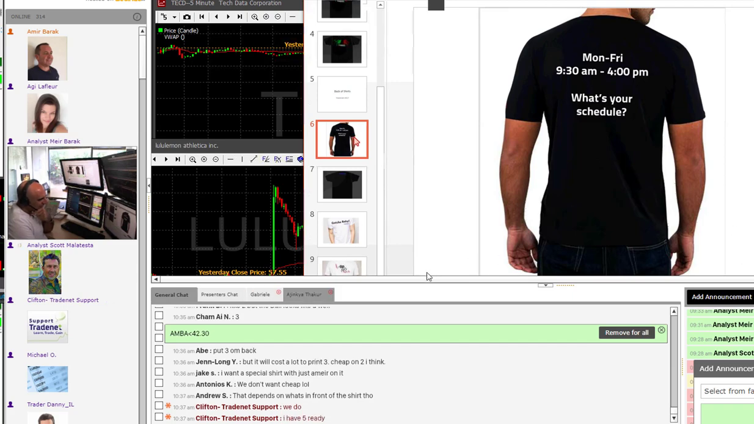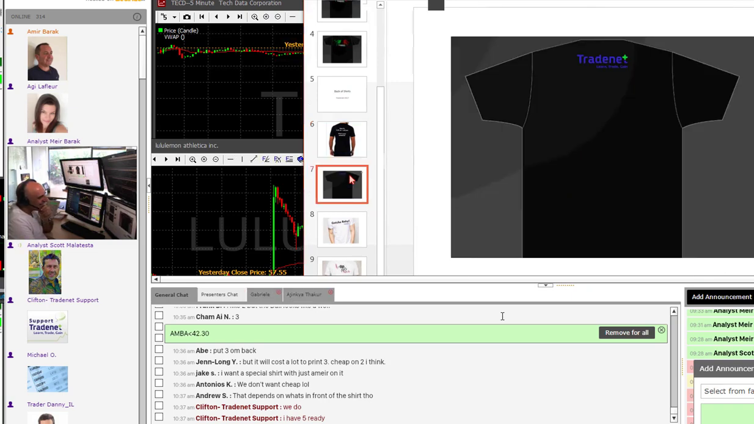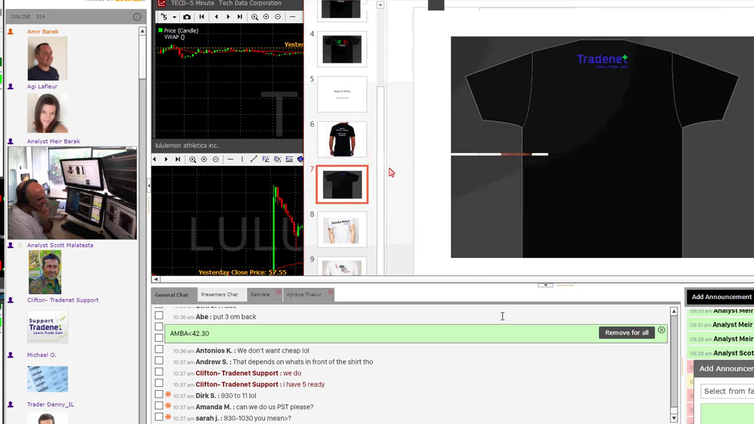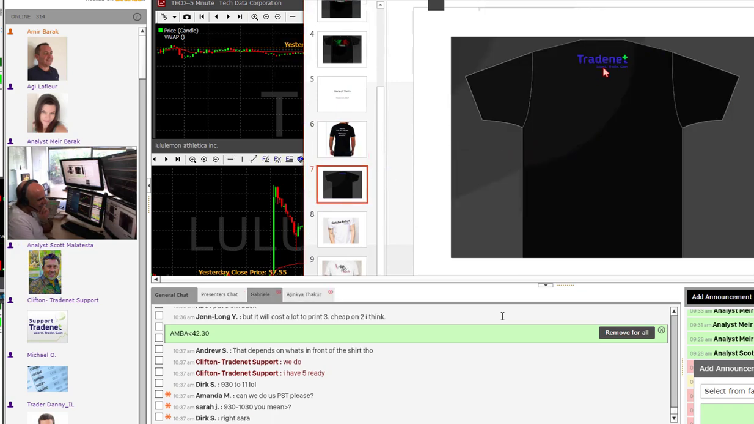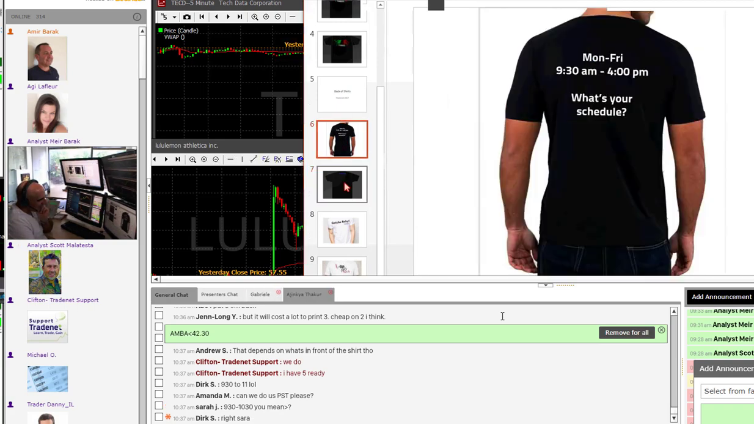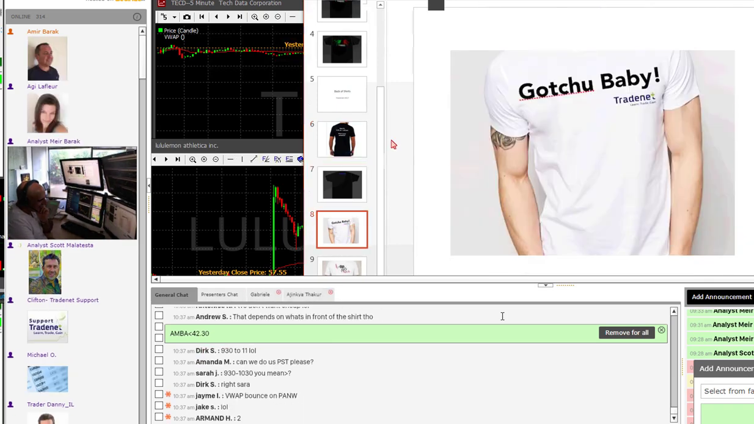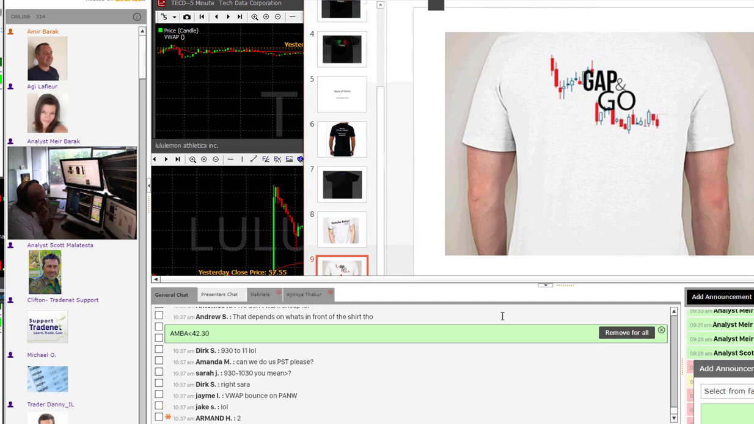All right, shirt number 1. Monday through Friday, 9:30 to 4. What's your schedule? Shirt number 1 is none. Shirt number 2 is just the TradeNet logo, kind of at the top in between the shoulders. So again, number 1, number 2, number 3, got you. Number 4.